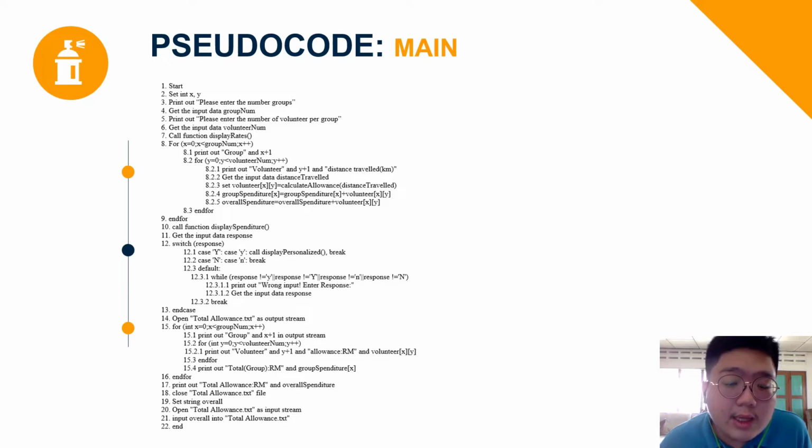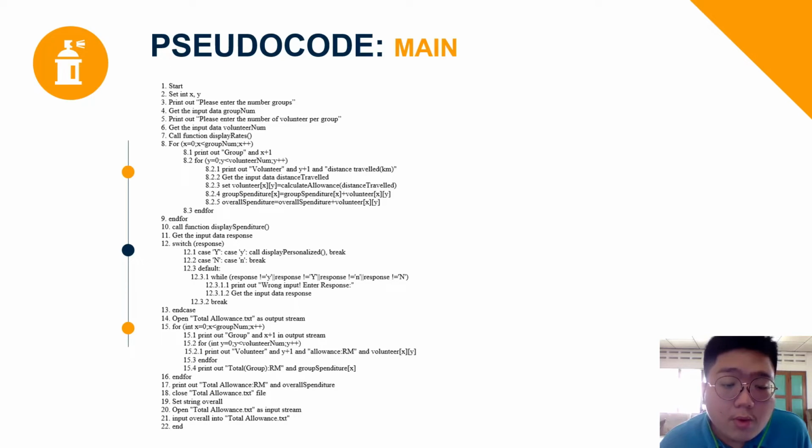Then we will get the input data response and come to a switch. For y we will call display personalized. For n we will break, and for default, if the response is not equal to y and not equal to n, we'll print out wrong input and enter response, and then get the input data response again.